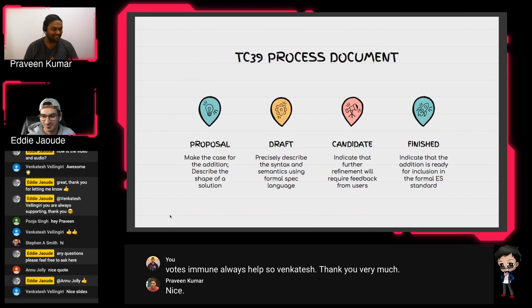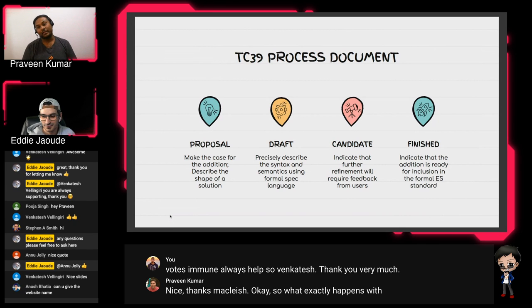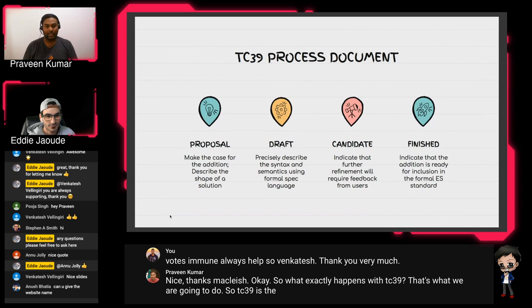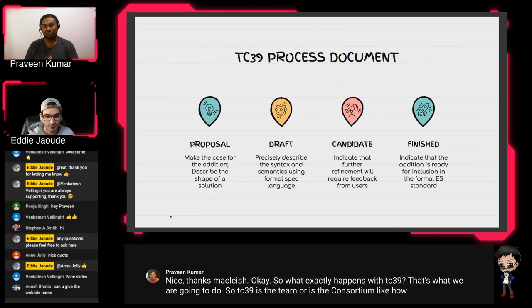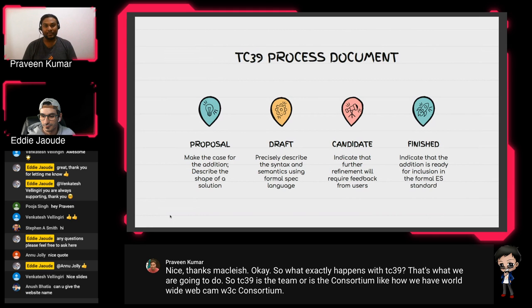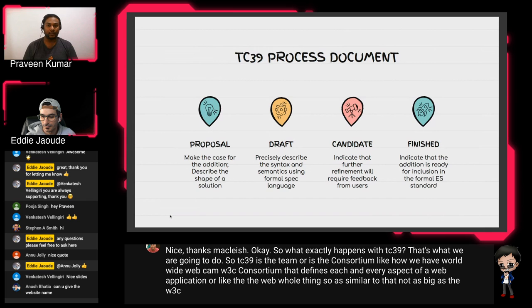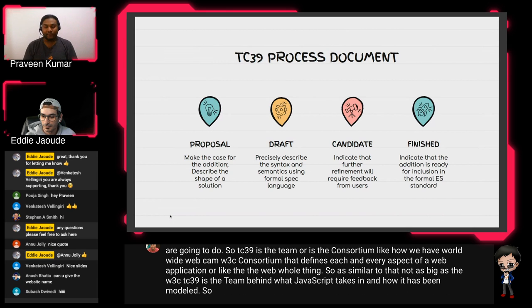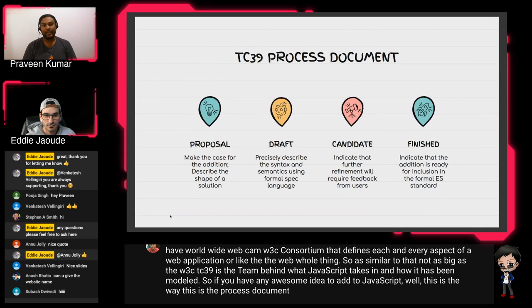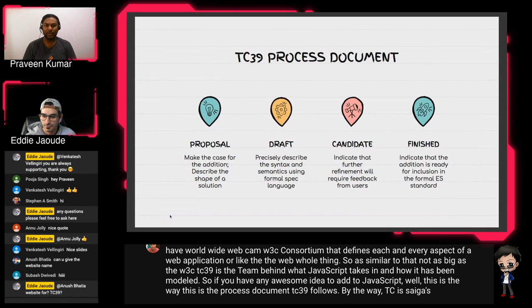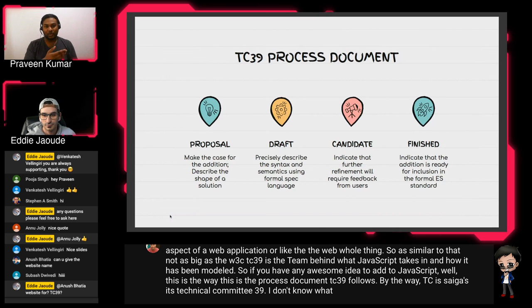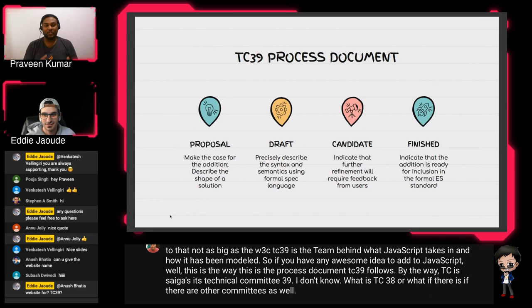Nice. Thanks, Venkatesh. Okay, so what exactly happens with TC39? That's what we are going to do. TC39 is the consortium, like the World Wide Web W3C consortium that defines each and every aspect of a web application, or the web as a whole. Similar to that, though not as big as the W3C, TC39 is the team behind what JavaScript takes in and how it has been modeled. So if you have any awesome idea to add to JavaScript, this is the way. This is the process document TC39 follows. By the way, TC is, I guess, Technical Committee 39. I don't know what TC38 is, or if there are other committees as well. So yeah, TC39 is involved in JavaScript.